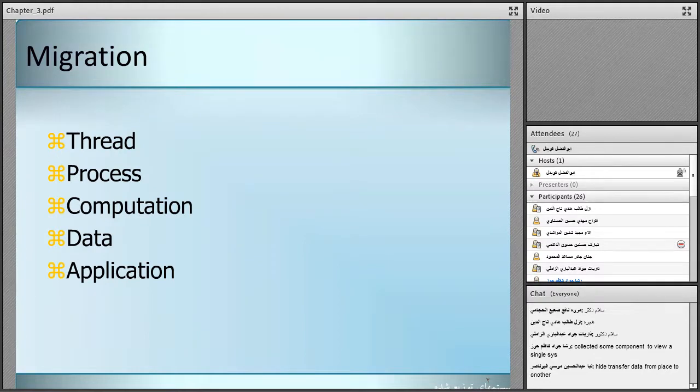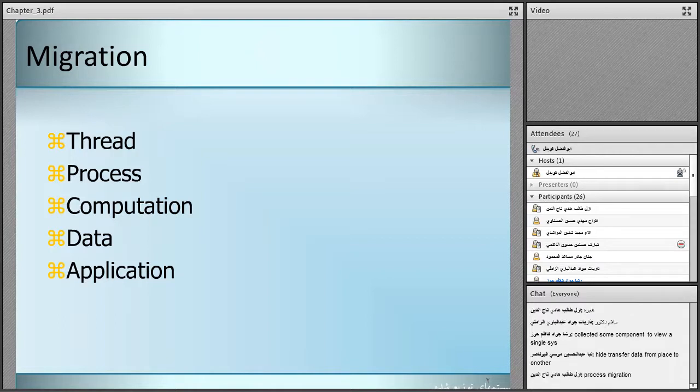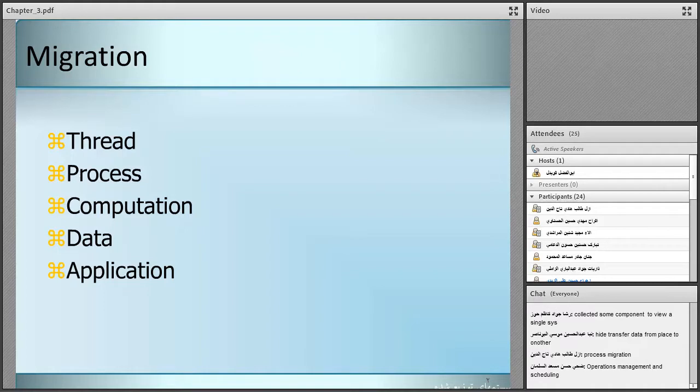As I said, one of the important issues in distributed systems is migration. It is possible to move a process from one place to another in a distributed system to do a specific job. This process may or may not return to the source machine. The process is not the only thing that we can transfer. We can transfer threads, computation, data, or application from one machine to another machine in distributed systems.